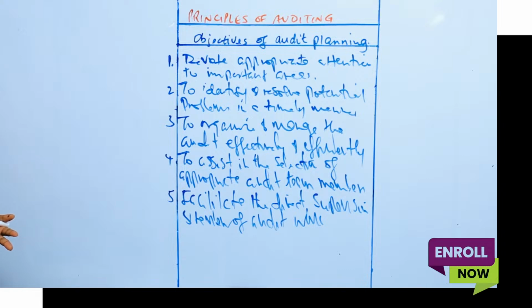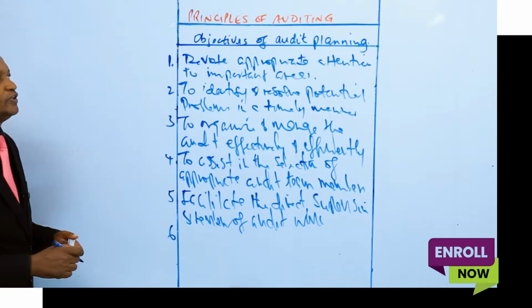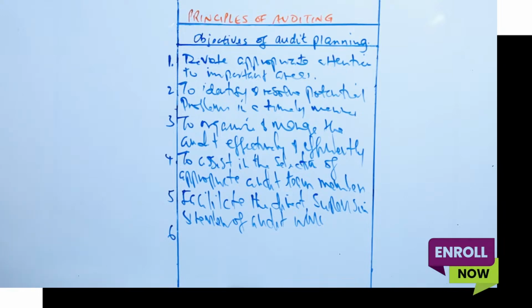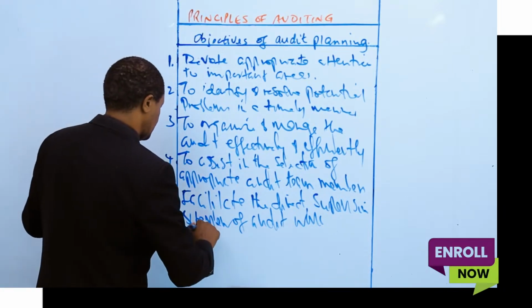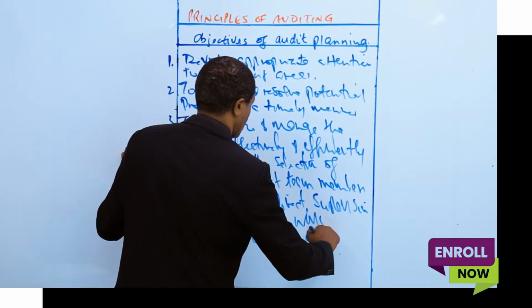Now, a well-developed audit plan provides clear instructions and expectations for the audit team, and that facilitates effective supervision by senior auditors and managers, enabling them to monitor progress, to address issues, and even conduct thorough reviews of the work performed by junior staff, thereby enhancing the quality of the audit. Now, the 6th objective of audit planning is assisting in the coordination of work performed.